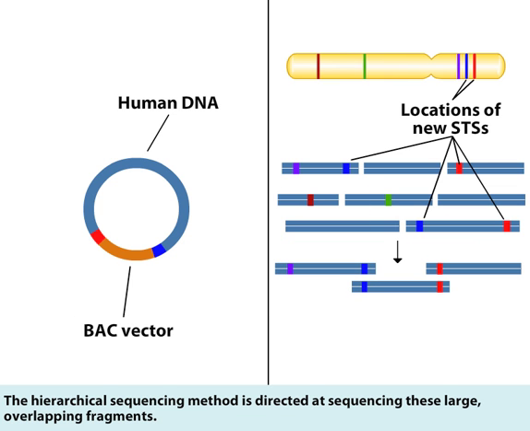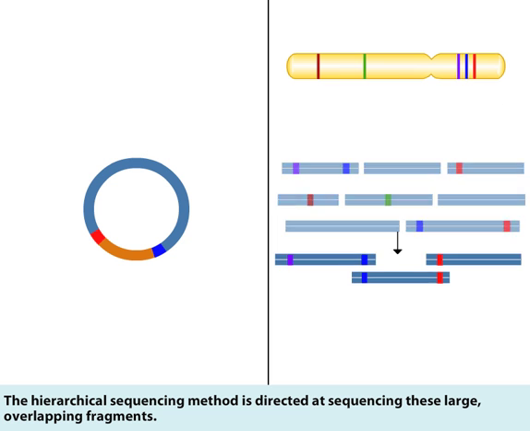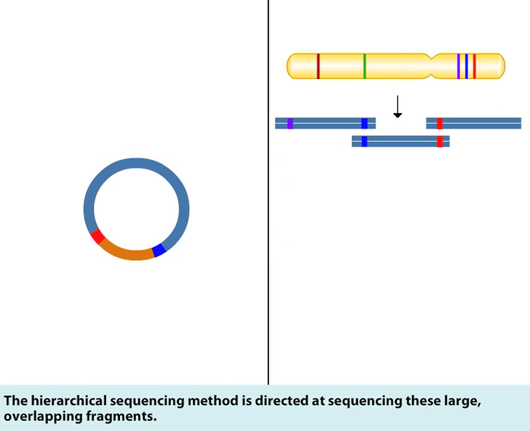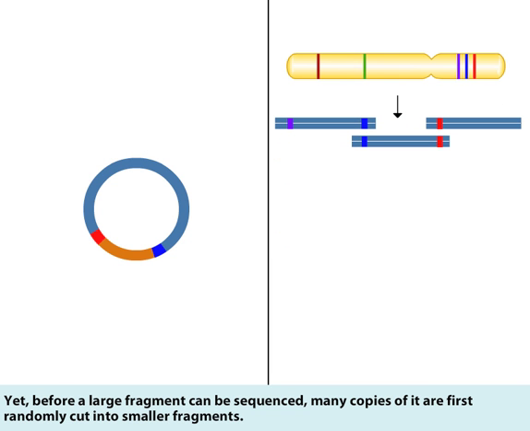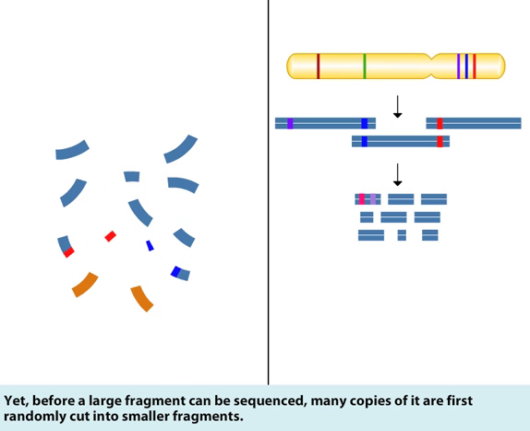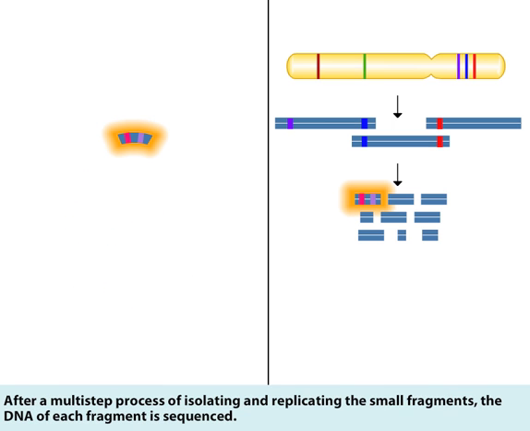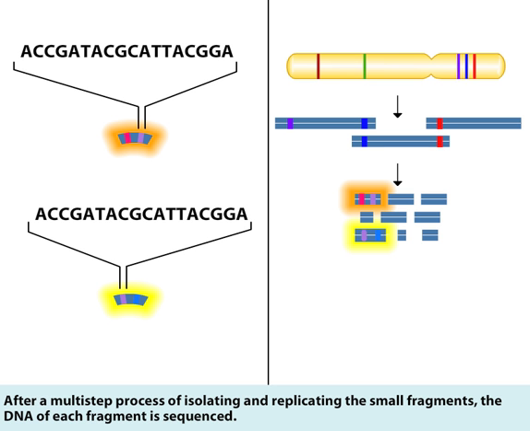The hierarchical sequencing method is directed at sequencing these large overlapping fragments. Yet, before a large fragment can be sequenced, many copies of it are first randomly cut into smaller fragments. After a multi-step process of isolating and replicating the small fragments, the DNA of each fragment is sequenced.